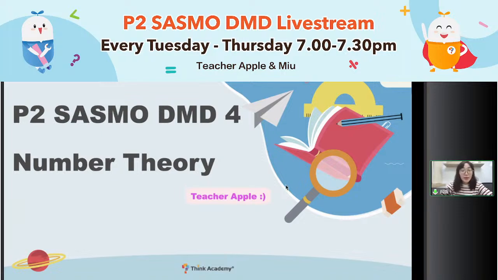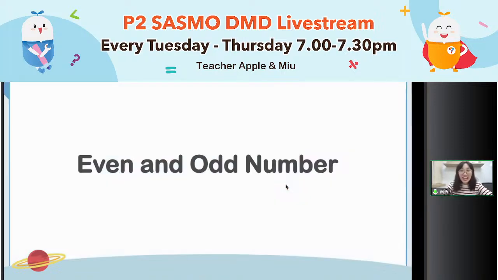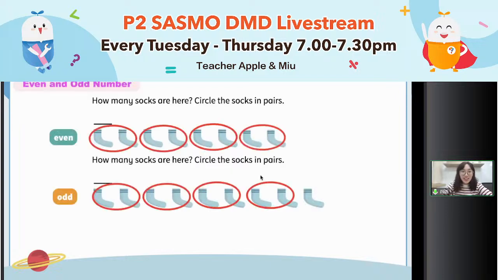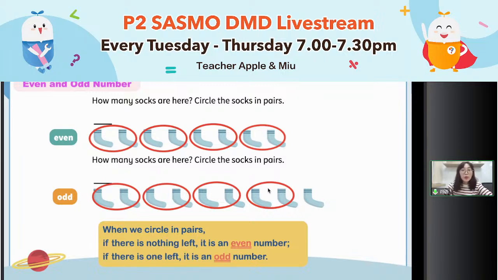A challenging module, number theory. So when it comes to number theory, the most important thing and the most basic concepts are even and odd numbers. I think this part is quite easy for you, right? So what are even numbers and what are odd numbers? Let's have a look. Just according to the pictures here, we can count the number of socks. And you will find that when we circle these socks in pairs, if there is nothing left, it is an even number. And if there is 1 left, it is an odd number.